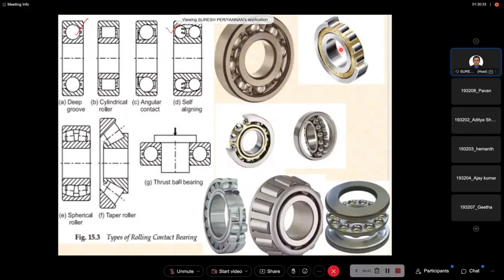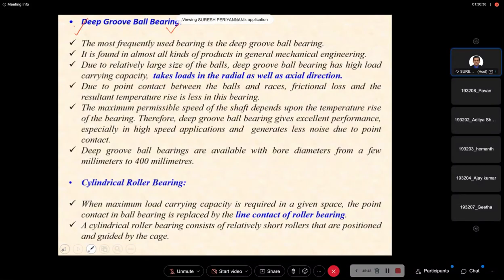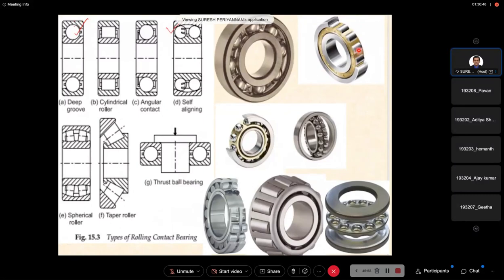Now I come to the second bearing, the cylindrical roller bearing. In the cylindrical roller bearing, we are using short rollers. Instead of the ball, the ball is replaced by short rollers here. Here we use cages, which act as a guide to the rollers.